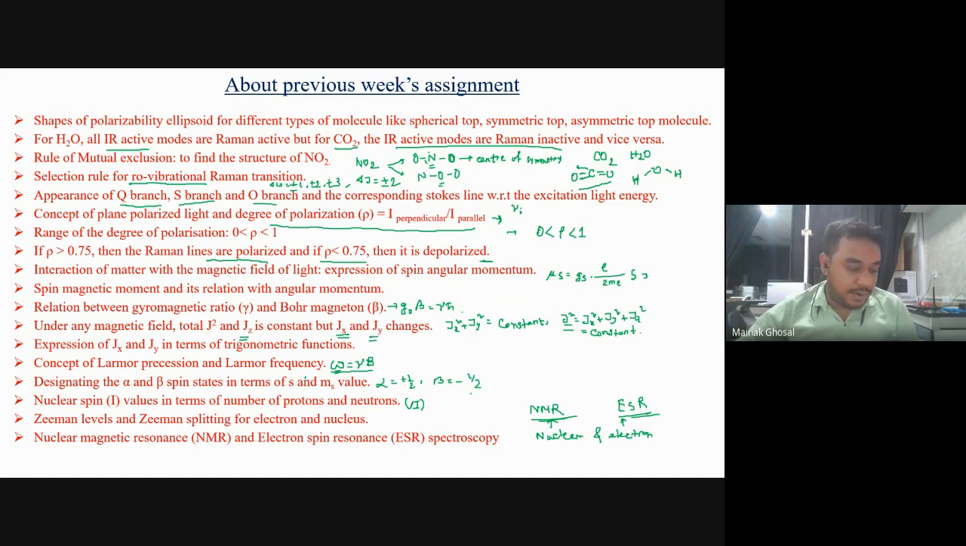So this week we are going to do one of these two, and next week I will discuss ESR spectroscopy. This week I will mainly focus on NMR spectroscopy, which is a very important tool for someone who is going to pursue a career in chemistry.